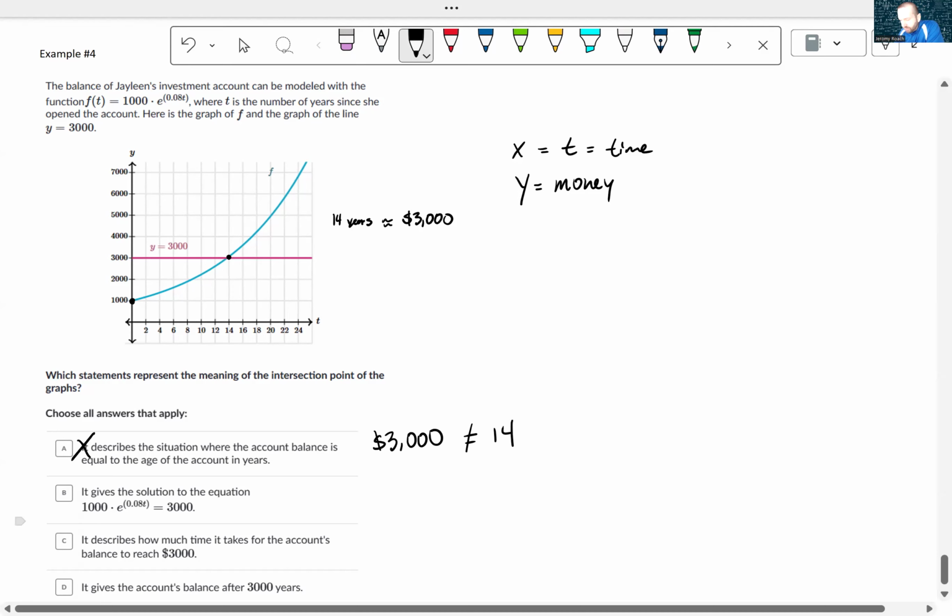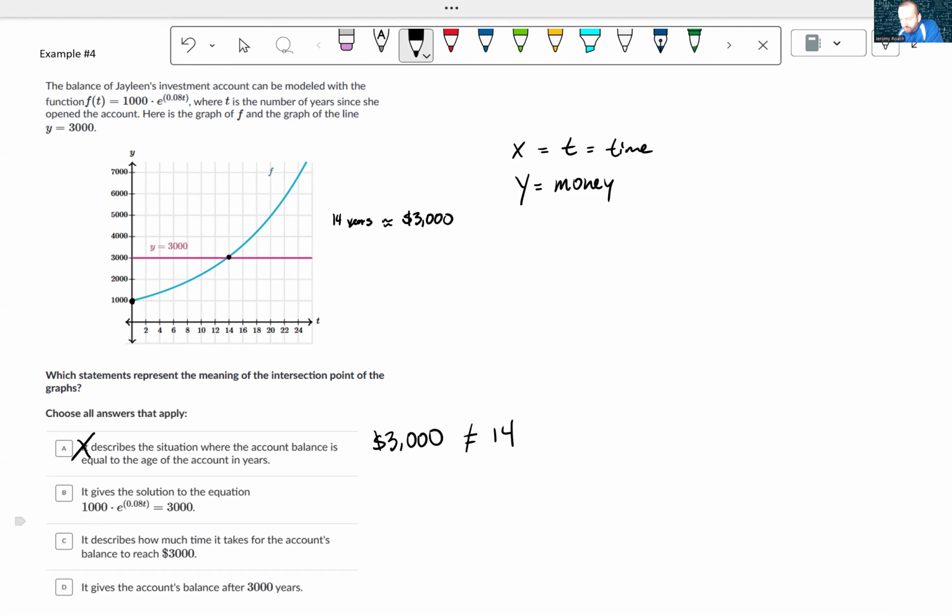For B, it says it gives a solution to the equation 1,000 times e to the 0.08t is equal to 3,000. Here we have y equals that part of the function and y equals 3,000. And we're setting y equal to y, and that's our intersection point. So B is true. For C, it says it describes how much time it takes for the account's balance to reach $3,000. That's also true. It's at 3,000 when y equals 3,000.